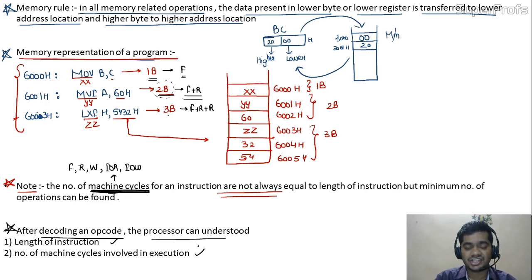Suppose the machine cycles involved are fetch plus read plus read. It means that first it will fetch the opcode from the memory, then it will read the content from the memory, and then it will read the content from the memory again, because there are 2 read operations available in the instruction. So these points are very important. These are some of the basics regarding the instruction set, and it would be very helpful to understand the instructions properly. So you can write these points.